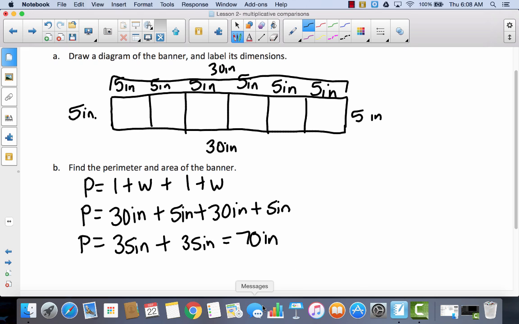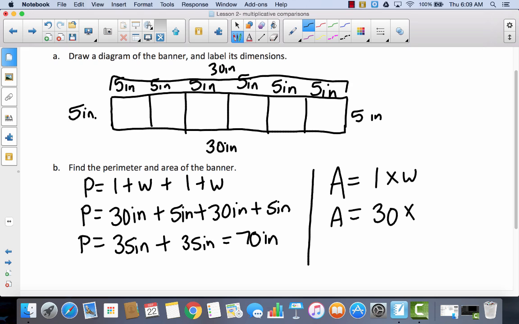You could have done that any way you wanted to. It may have been easier for you to say 30 plus 30 is 60 and 5 plus 5 is 10. That's up to you. Now I'm going to draw a little line here to divide my perimeter from my area. Now if you remember, the formula for area was length times width. All right, so we know that the length is 30 and we know that the width is 5.